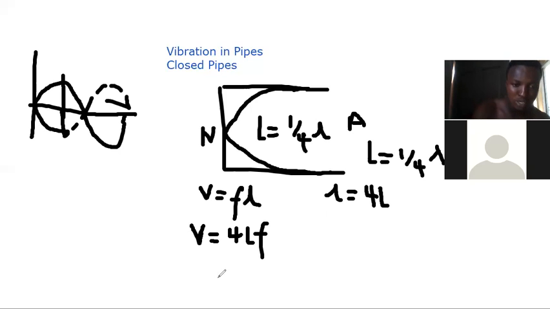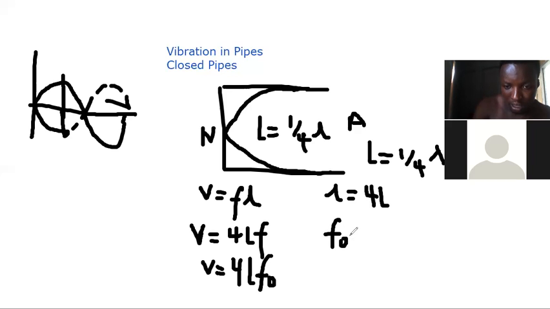So our V will be equal to 4L F naught, where F naught is our fundamental frequency. That's the first frequency, the base frequency. If you want to make F naught the subject, you are going to get F naught is equal to V all over 4L.